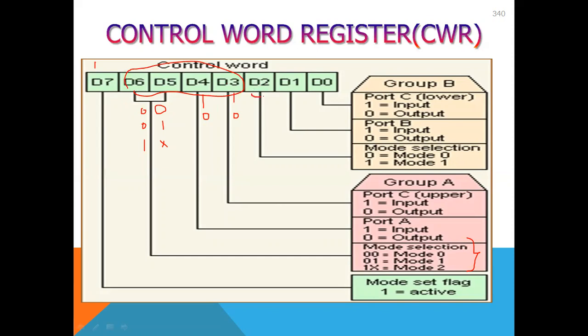Here these 3 bits are under the control of group B. Totally there are only 2 groups, group A and group B. Group B supports only 2 mode operations, mode 0 and mode 1. So here if the D2 value is 0, it means mode 0 operation, and 1 means mode 1 operation. It also supports 2 different types of port, 8-bit port B and the lower part of port C. If the value is 1, it is input, and if the value is 0, it is output. For port C lower, 1 means port C input operation and 0 means port C output operation.